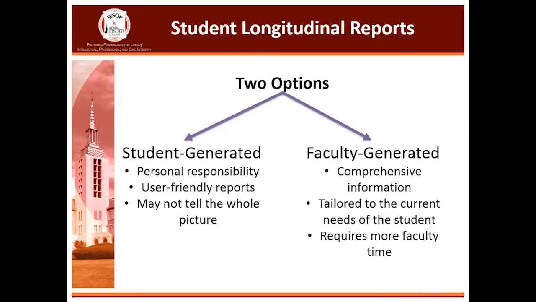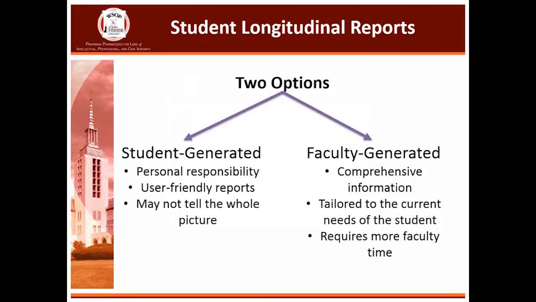They both have their limitations as well, so the student-generated reports don't always tell you the whole picture, as we'll see in just a minute. But of course, the faculty-generated ones require faculty time. The faculty have to go in and actually run these reports, which if it's just one or two students, really is not that time-consuming at all. But if they were doing this on a curriculum-wide basis, would take quite a bit more time. So what I'll do now is go through each of these. We'll start with the student-generated reports, talk about some of the strengths and weaknesses and when it might be beneficial. And then we'll do the same for faculty-generated reports.